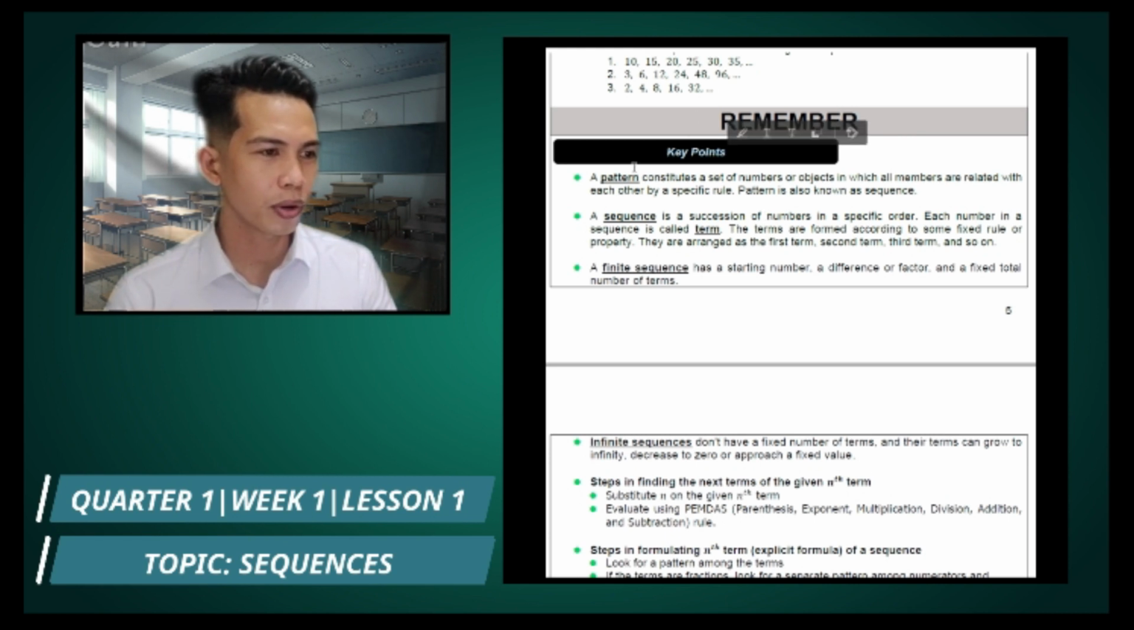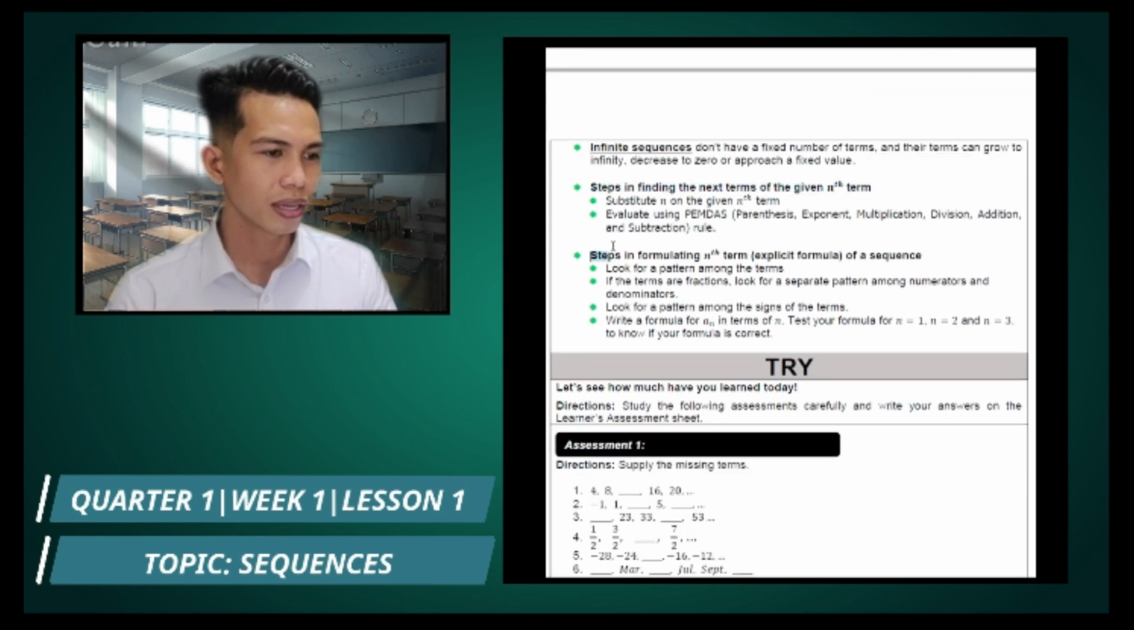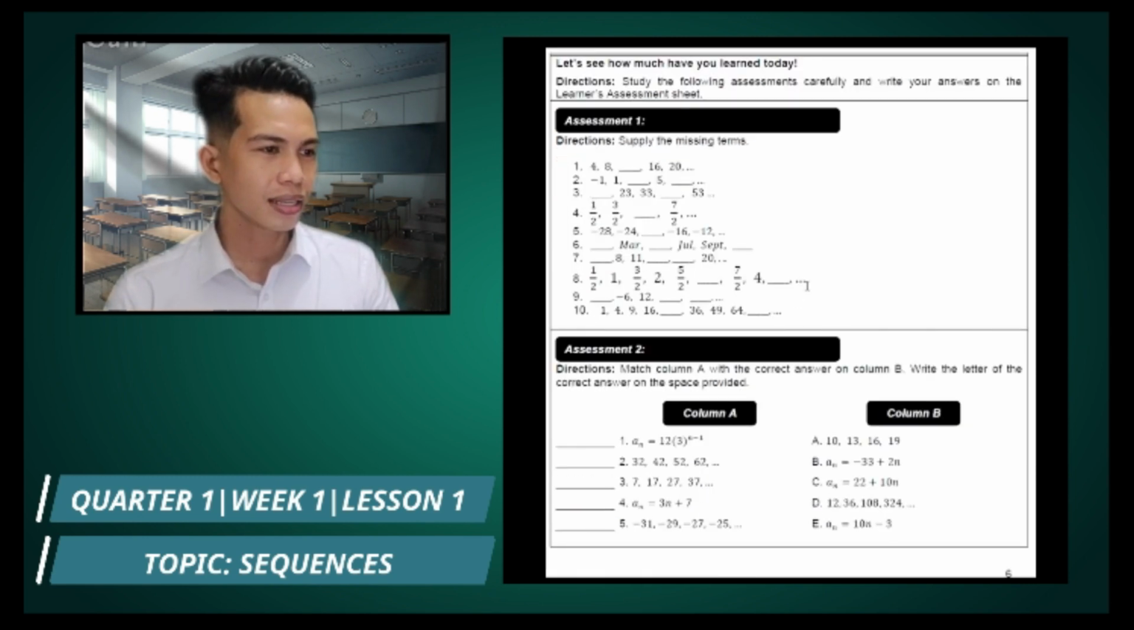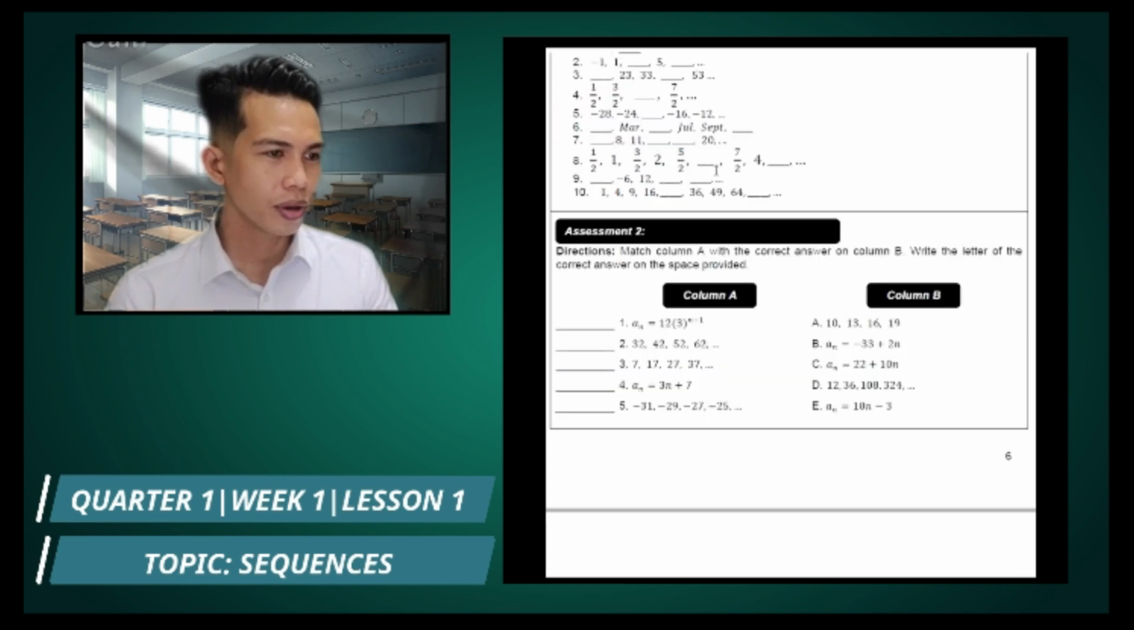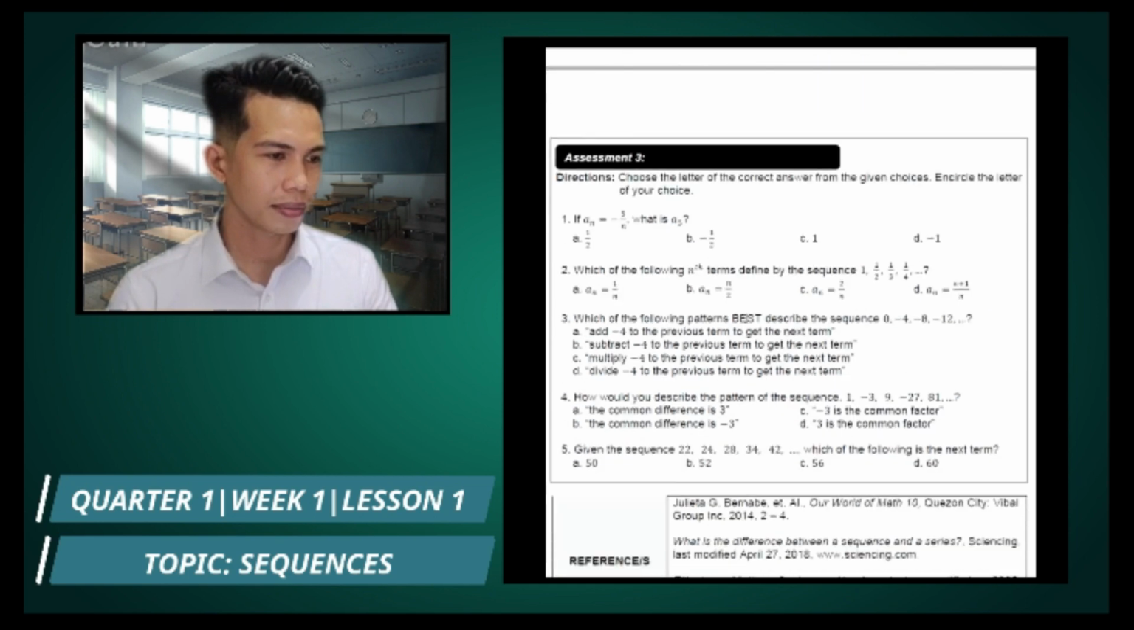We have the following key points: the definition of a pattern, sequence, terms, finite sequence, infinite sequences, the steps in finding the next terms of a given n term, and then we have the steps in formulating n term or the explicit formula of a sequence. And then last, you are going to have an assessment. So again, you are going to write this on a separate sheet of paper. You have assessment 1, 2, and 3.